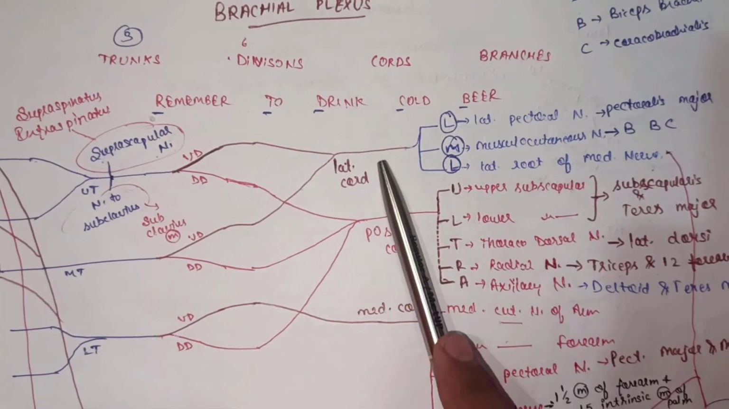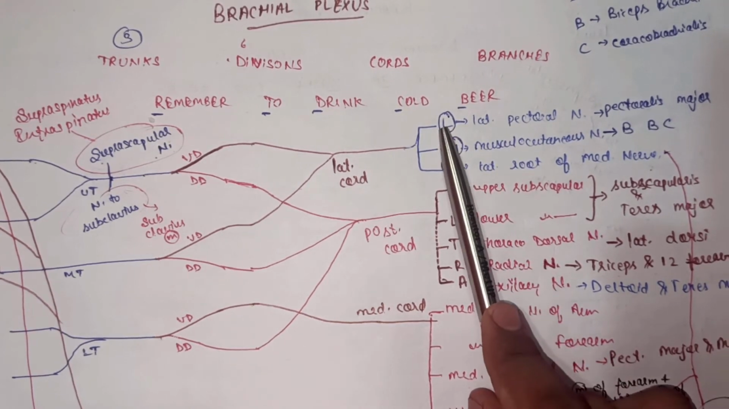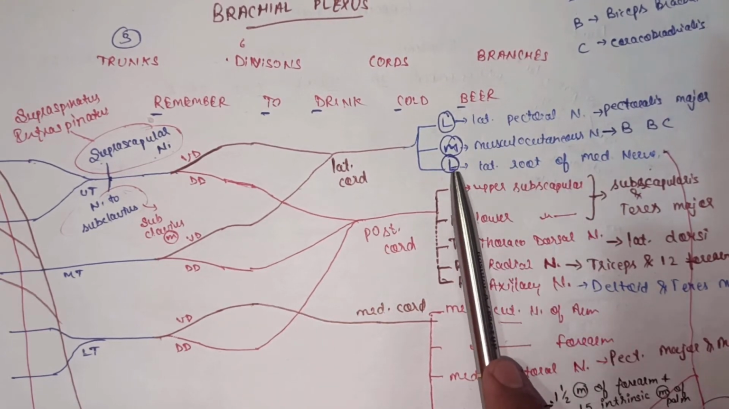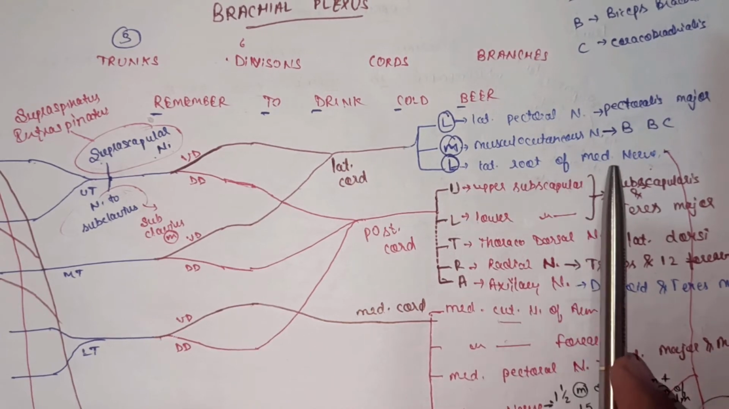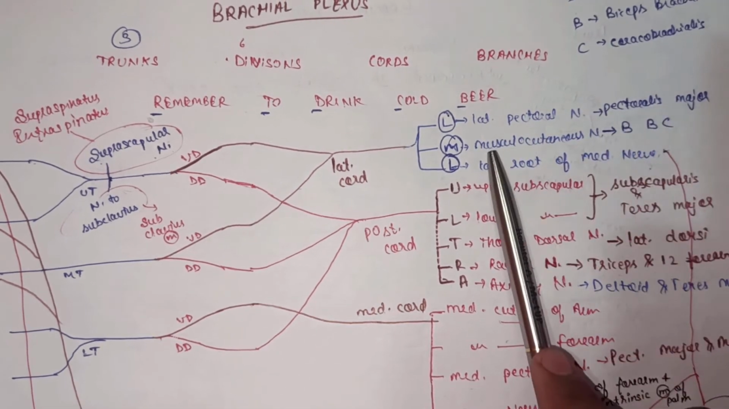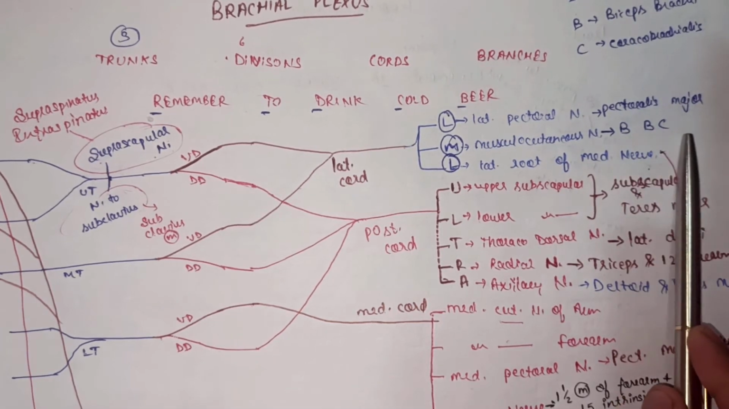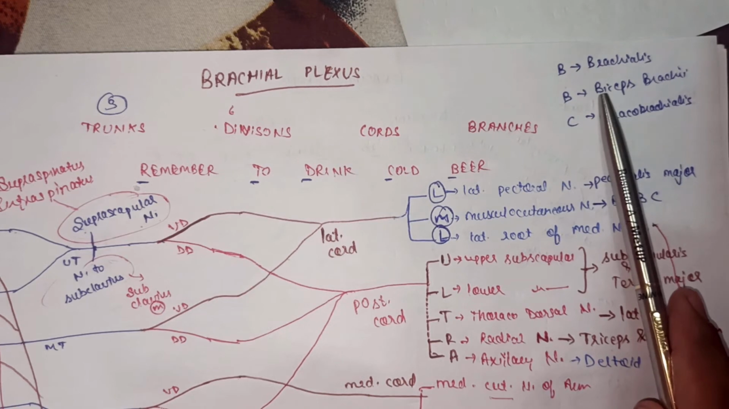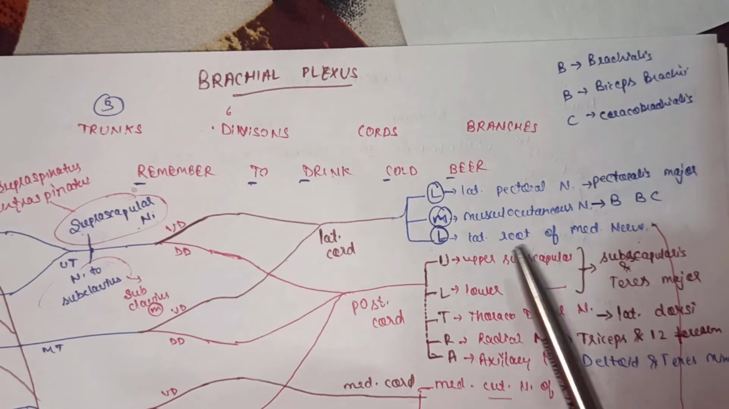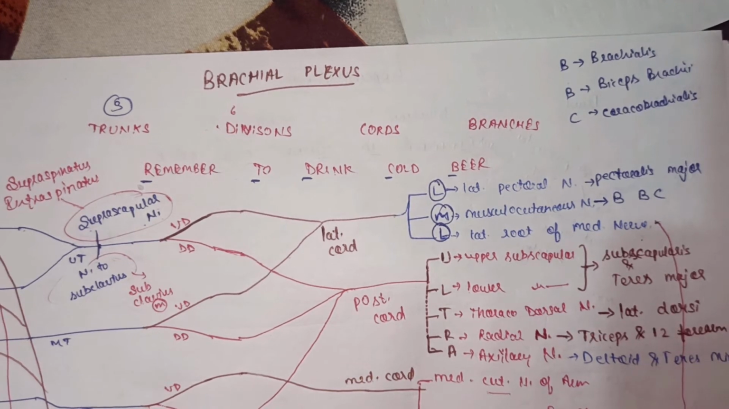The lateral cord gives 3 branches, and we have a mnemonic for this, LML. First L stands for lateral pectoral nerve, M stands for musculocutaneous nerve, and the last L stands for lateral root of median nerve. The lateral pectoral nerve supplies the pectoralis major, and the musculocutaneous nerve supplies 3 muscles. What are the 3 muscles? We have a mnemonic called BBC. First B is for brachialis, second B is for biceps brachii, and C is for coracobrachialis. So this is the supply of the musculocutaneous nerve and lateral root of median nerve. About the median nerve we will discuss in another video in detail.